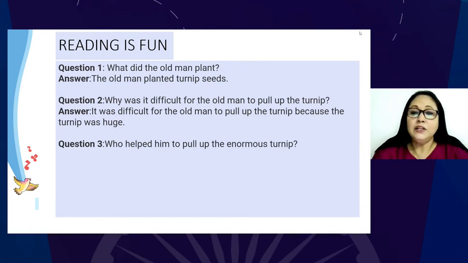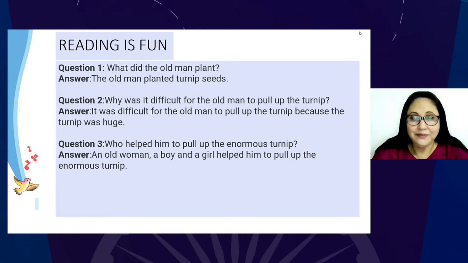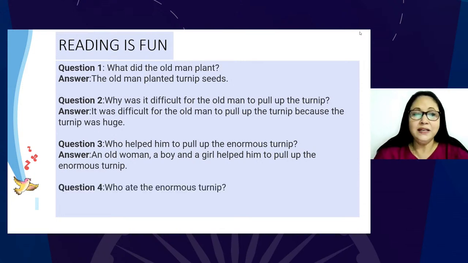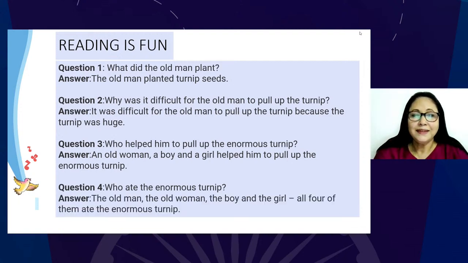Who helped him to pull up the enormous turnip? He was helped by the woman and the boy and the girl. Very good. Sir knows the entire chapter, children. And I'm sure you also must have learned. First the old man alone could not pull it up. The old woman, a boy and a girl helped him pull out the enormous turnip. And who ate the enormous turnip? They all ate together. Very good. The old man, the old woman, the boy and the girl, all four of them ate the enormous turnip.